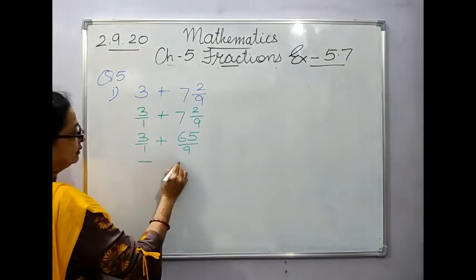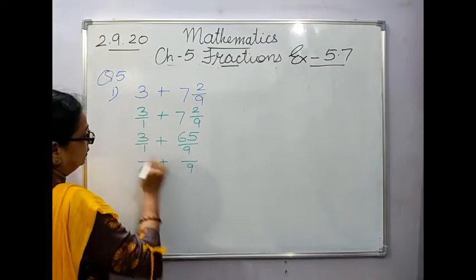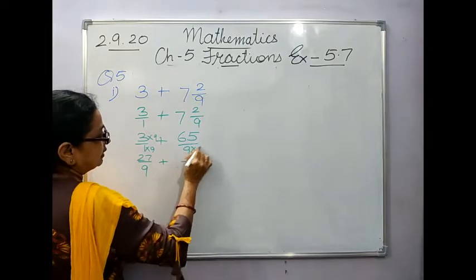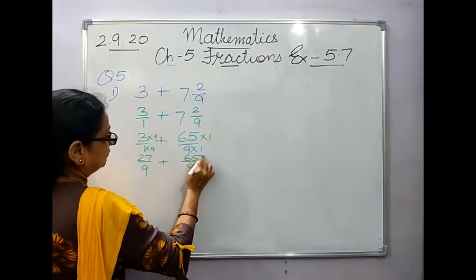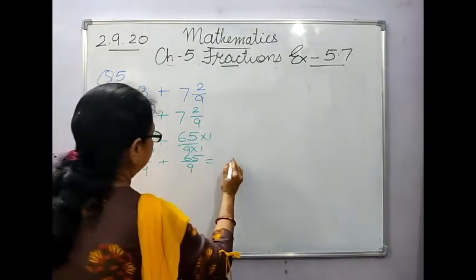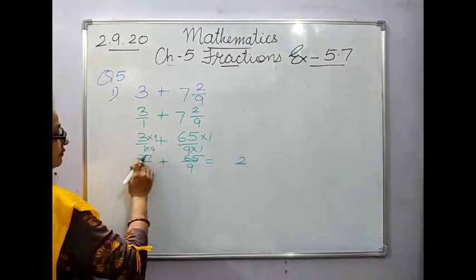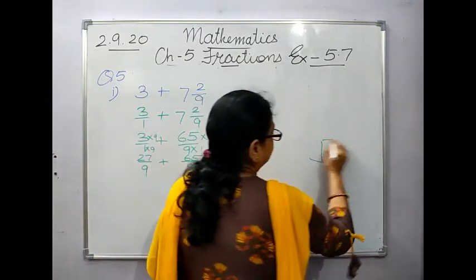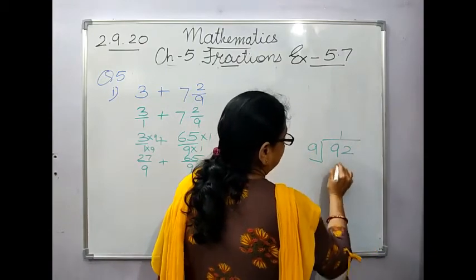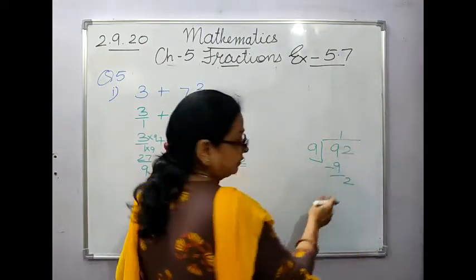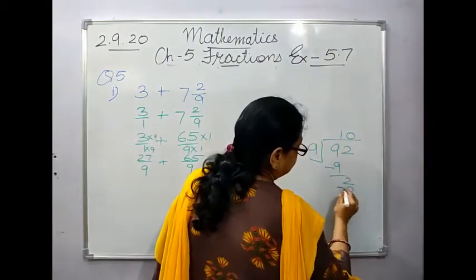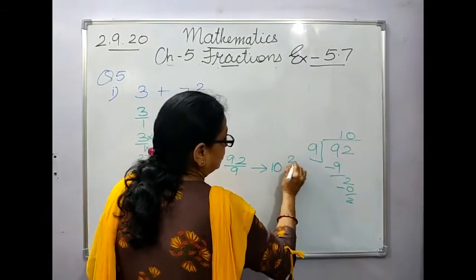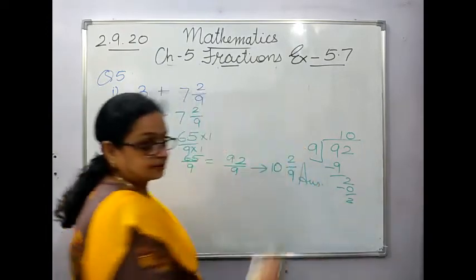LCM will be 9 only. 1 9s are 9, 9 3s are 27. So 65 1s are 65. Now you add 27 and 65, that is 92 upon 9. The numerator is greater, so we will divide 92 upon 9. 9 tens are 90, 2 is remaining, we can't leave it. So your final answer is 10 whole number 2 upon 9.